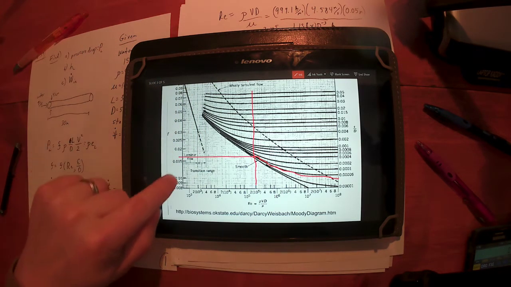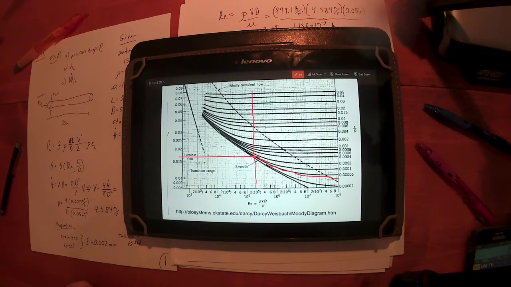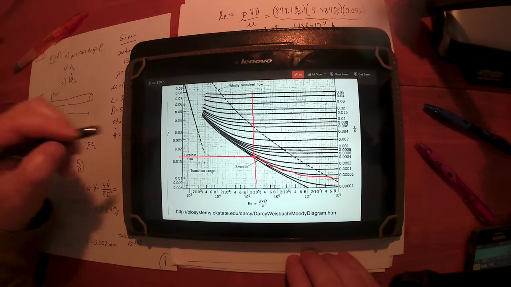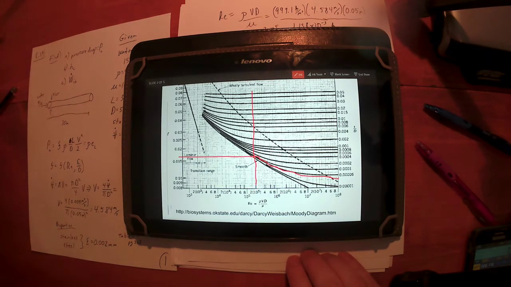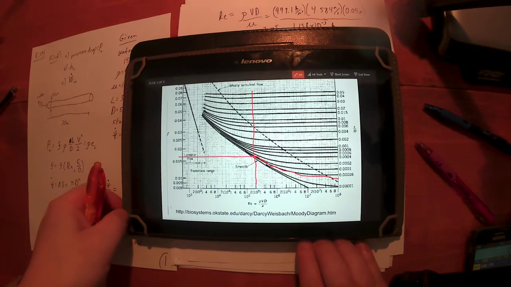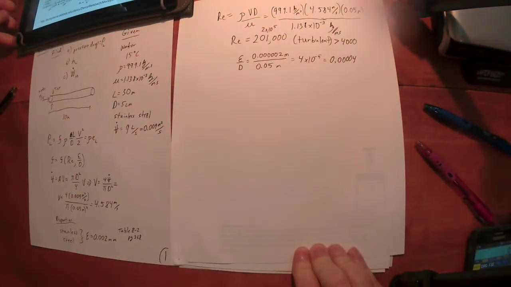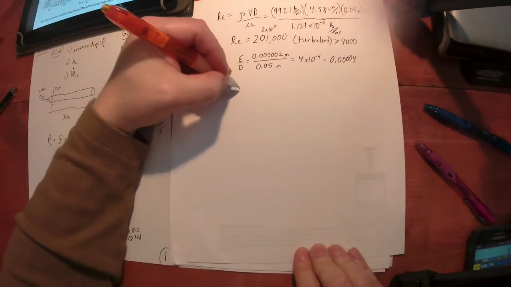So my f value, my Darcy friction factor, is going to be somewhere between 0.02 and 0.015. This is a logarithmic scale. This appears to be between 0.016 and 0.017, as best I can tell. So the Moody diagram is not going to give you a lot of precision, right?